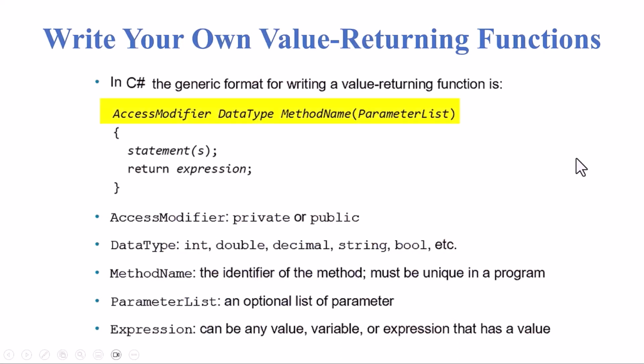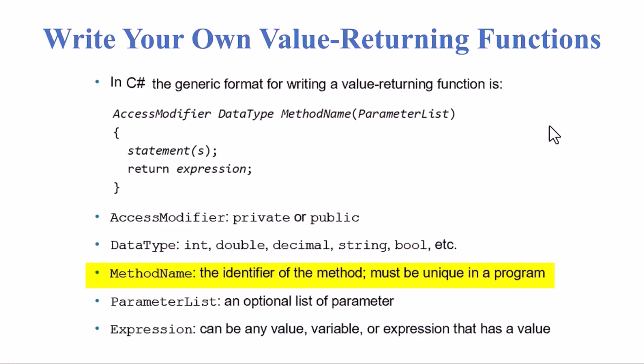In C#, the generic format for writing a value returning function is access modifier, then a data type, the method name, and parameter list. You've seen that before. And you've got a bunch of statements in there and a return expression. And look at the expression piece on the return statement. The access modifier is either public or private. The data type is int, double, decimal, string, bool, whatever you intend to return. In fact, it's going to be the same data type as the variable you're going to be assigning this method to. The method name, the identifier of the method, must be unique in the program.